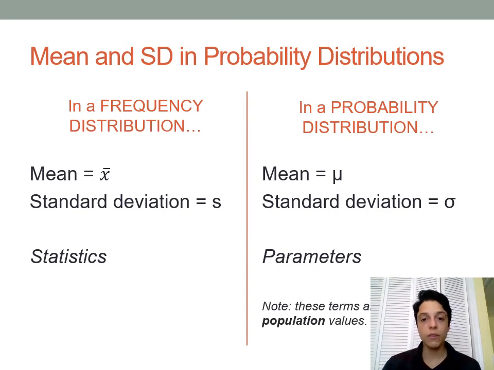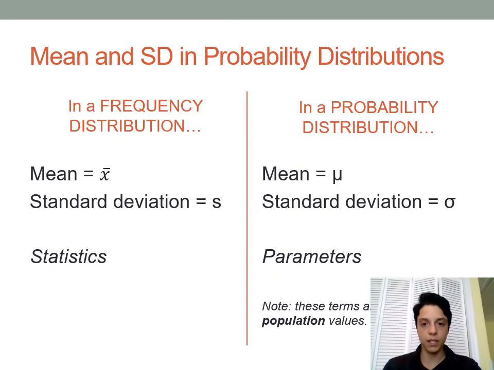As a quick note, when we talk about probability distributions or population distributions, we'll be using the same terms for each of those because they're essentially the same thing. I'm not going to get too much deeper into that right now, but these terms will come up again when we're talking about population values.